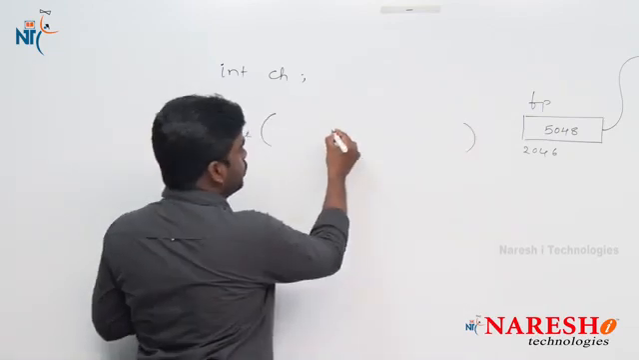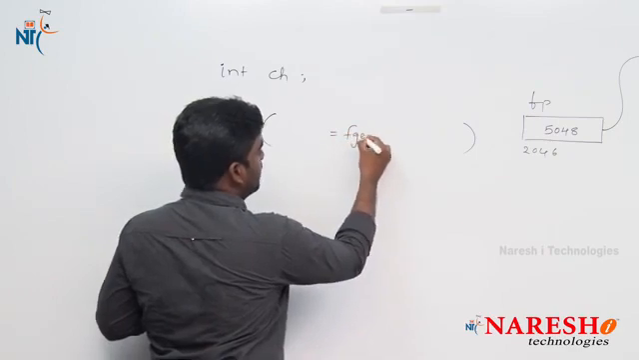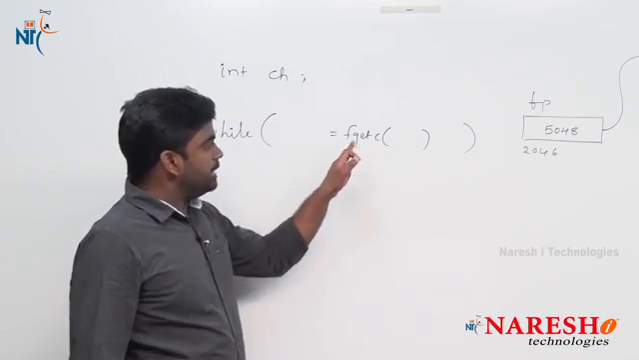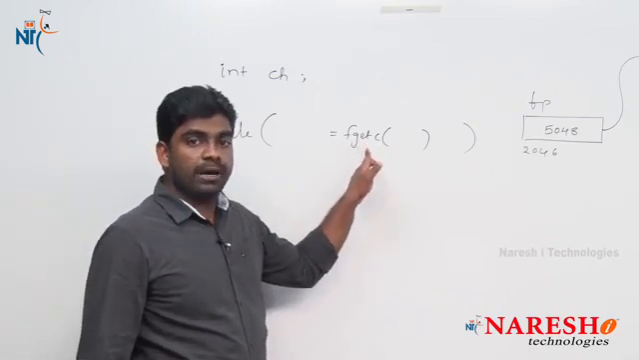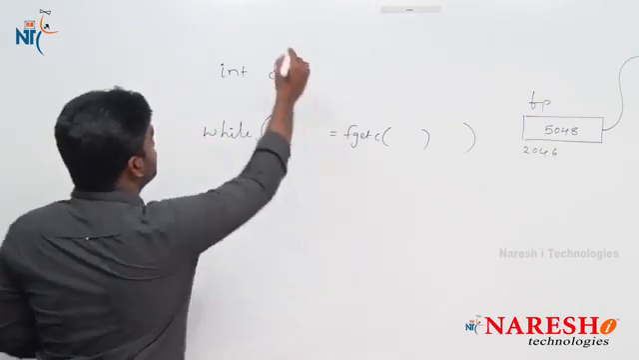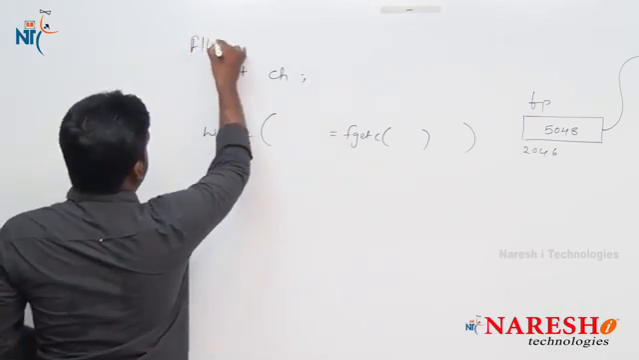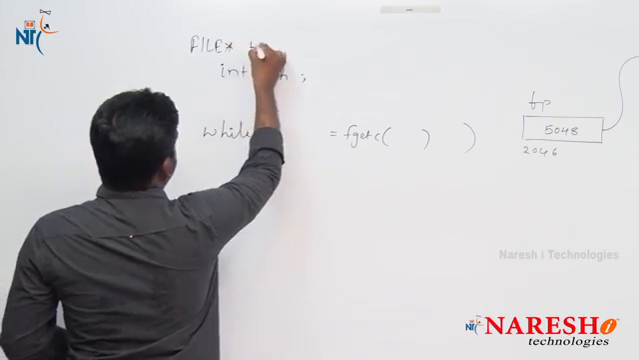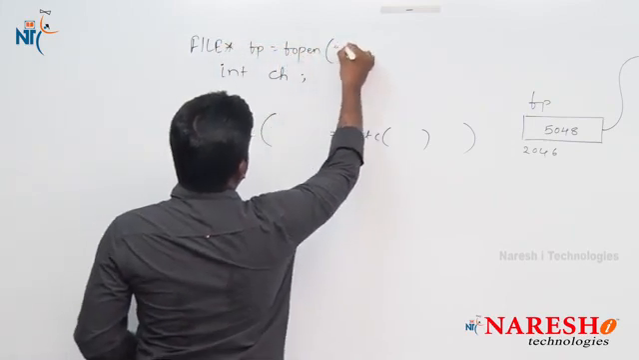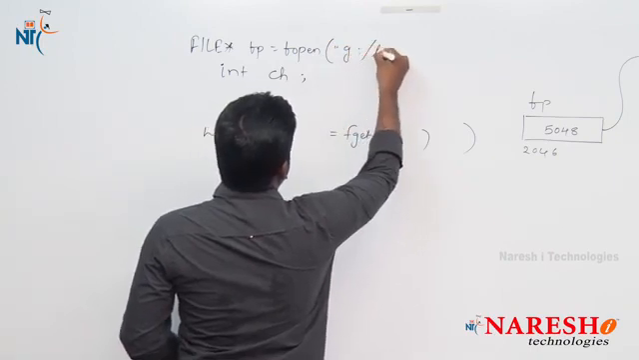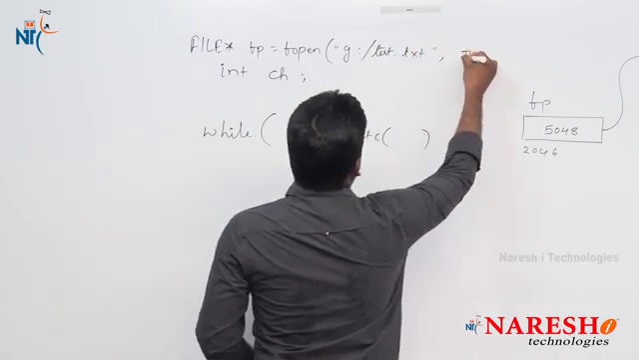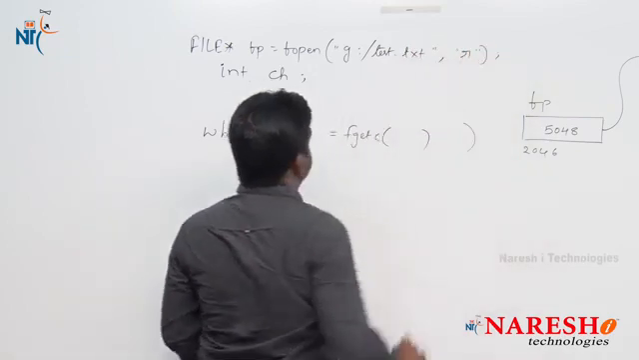Sir, which function do we need to call? The fgetc function we need to call. Sir, what do we need to pass? The file pointer, from where you want to read. Simple. For example, file pointer fp equals fopen. I want to read the data. For example, in the G drive, test.txt file is there and I am opening it in read mode.